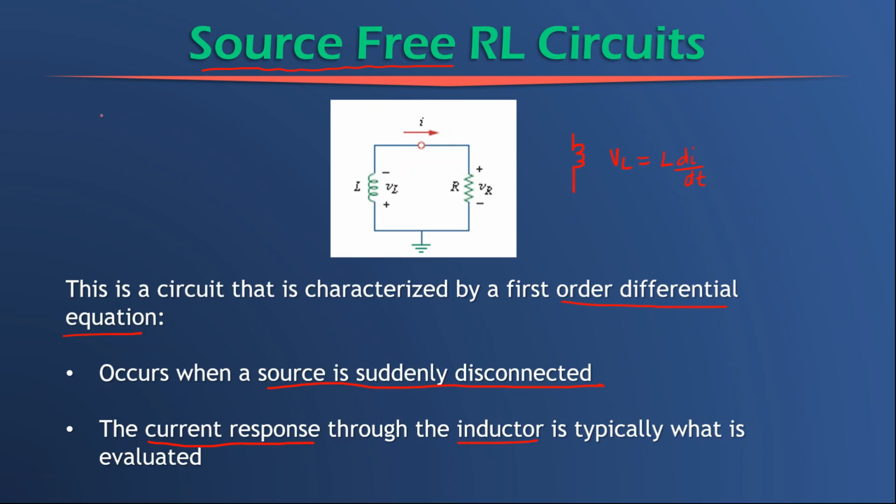You'll remember that when dealing with the inductor, there were many factors that you would need to calculate the current flowing through the inductor. VL is L di/dt. The energy is a half L i squared. So typically when you think inductor, you must think current. And for us to do a response, it would typically be the current response of the inductor.